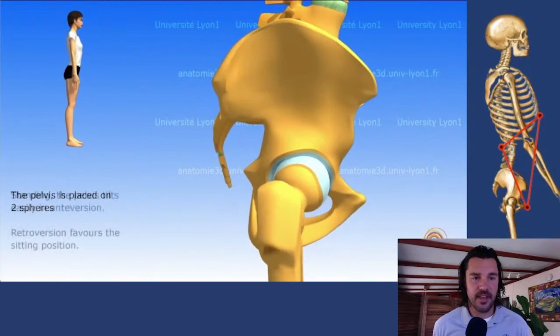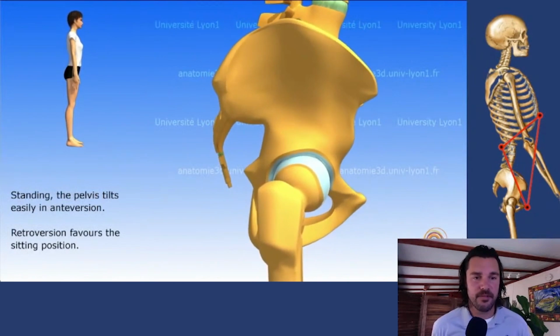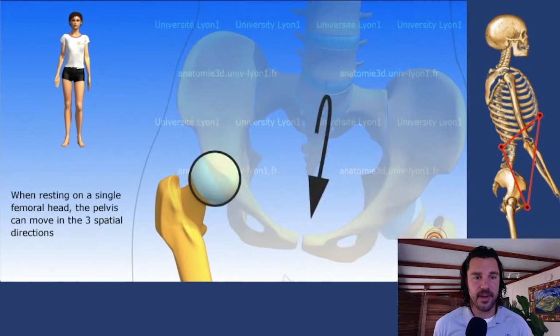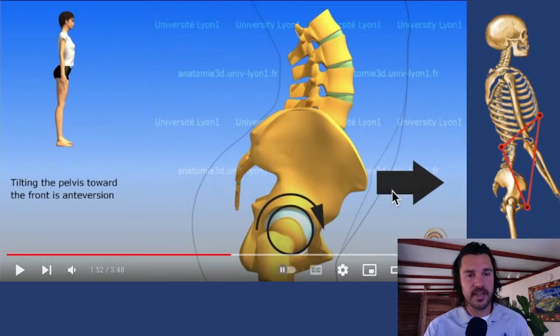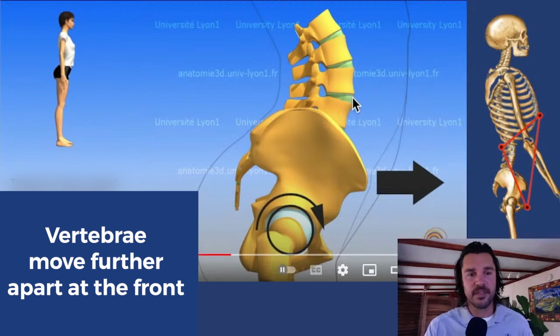Here it's showing the hips, so you can see the ball and socket joints and how the pelvis rolls on top of it. And you can see how the pelvis tilts in 3 dimensions. You can see this is anterior tilt, and the vertebrae are closing down in the back. They're approximating, getting closer together, and they are getting farther apart in the front, giving more space for the discs in the front, but compressing them in the back.